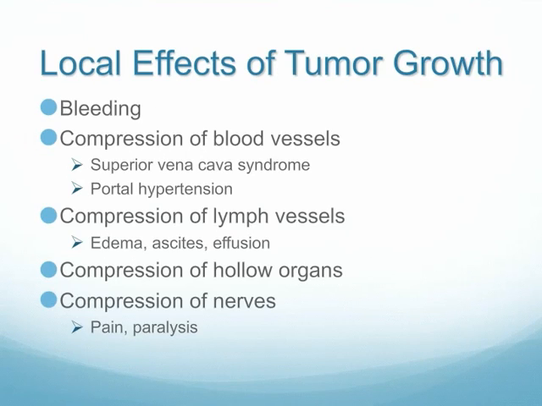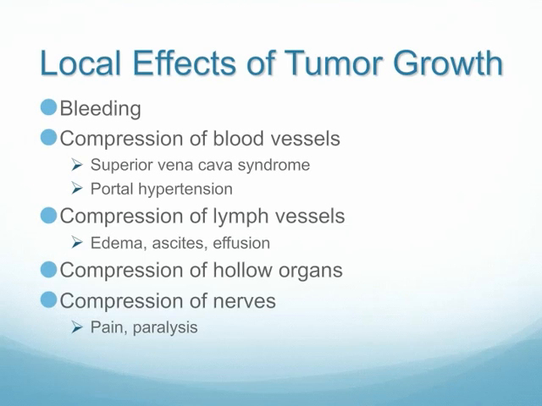So the tumor is growing in the patient's body, and we can see a number of different local effects from that tumor, including bleeding. So there can be bleeding locally because the tumor is disrupting the normal blood flow to those tissues. We can have compression of blood vessels, such as superior vena cava syndrome, where we have a tumor in the upper chest. It's compressing the superior vena cava, and the patient's face and head will swell when they lay down at night to sleep, and when they get up during the day, because of gravity, the blood is allowed to flow out of the head and the swelling will go down by the end of the day.